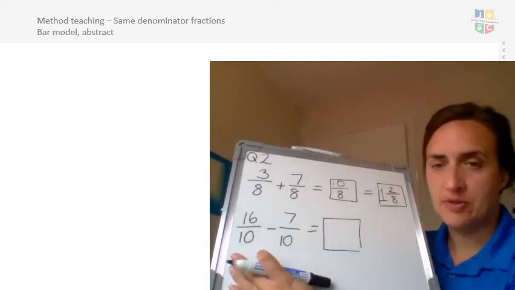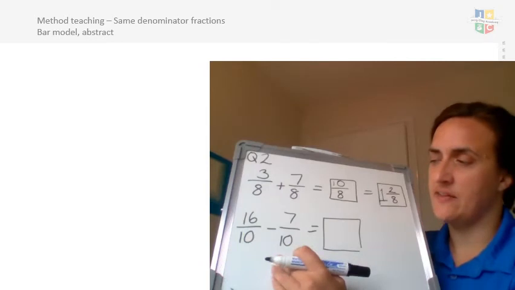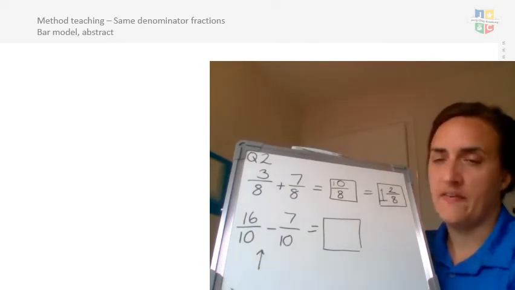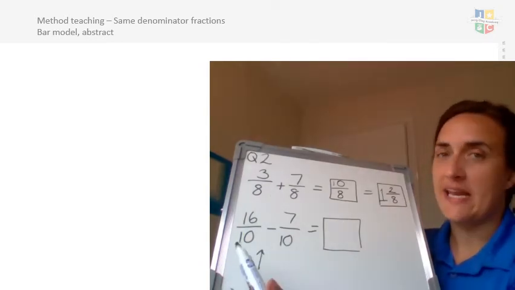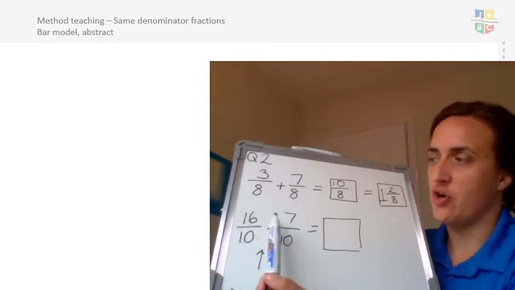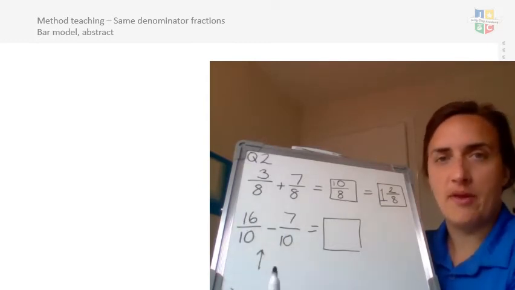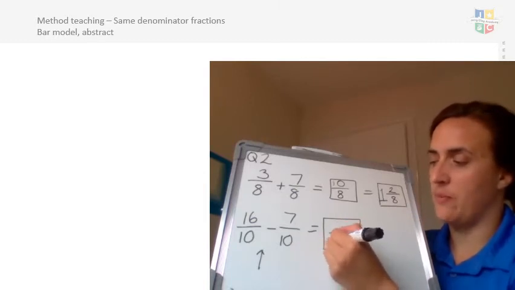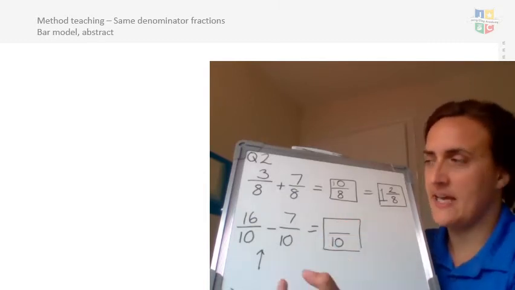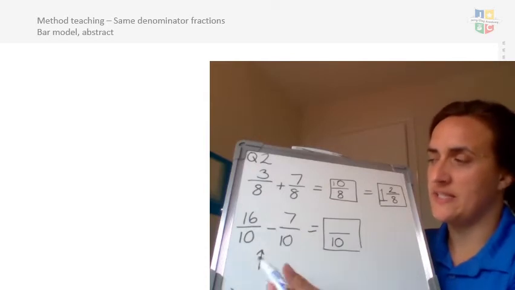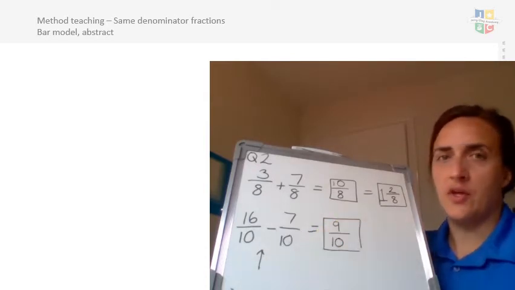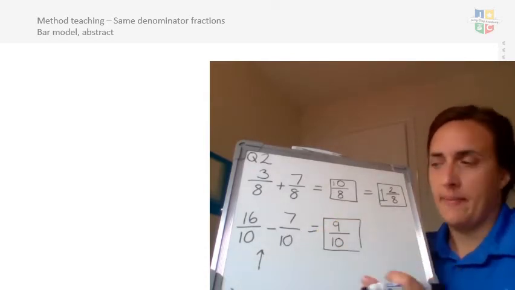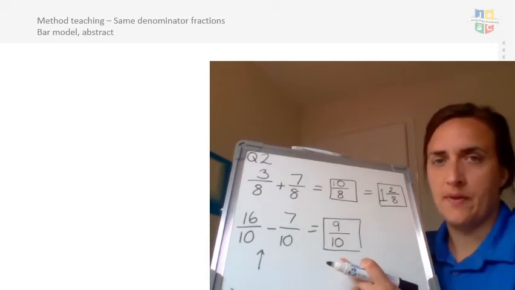Okay, and then a subtraction here, 16 tenths take away 7 tenths. So because this is obviously a subtraction, we need to make sure that we are subtracting the numerator from the numerator. This is the efficient method, remember. We know we're dealing with tenths, so the denominator will stay the same. 16 take away 7 is 9. You'll notice there isn't another box here because that is a proper fraction. I can't convert that into a mixed number.